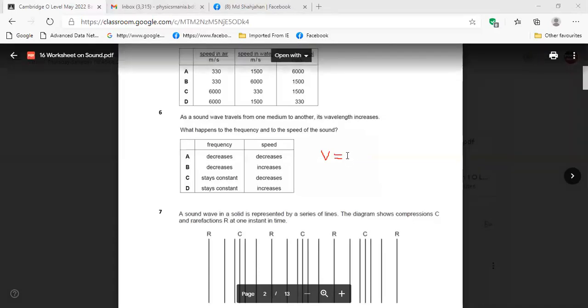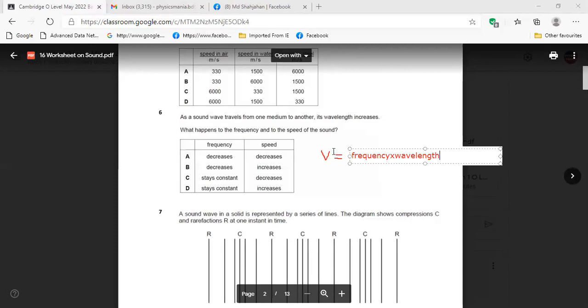Sir, my computer is having some problems. What problem, Mahi? Sir, the file isn't opening. Okay, from the Google Classroom? No, sir, I downloaded it. Okay, okay. Now it's working. It's okay now, right?